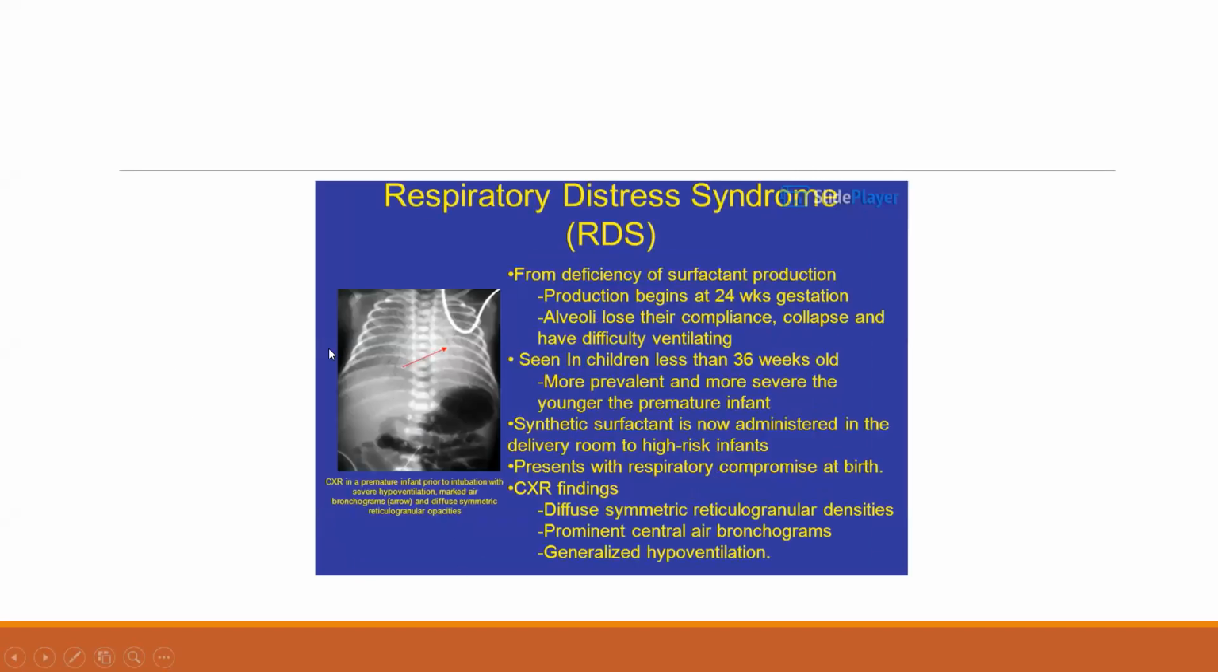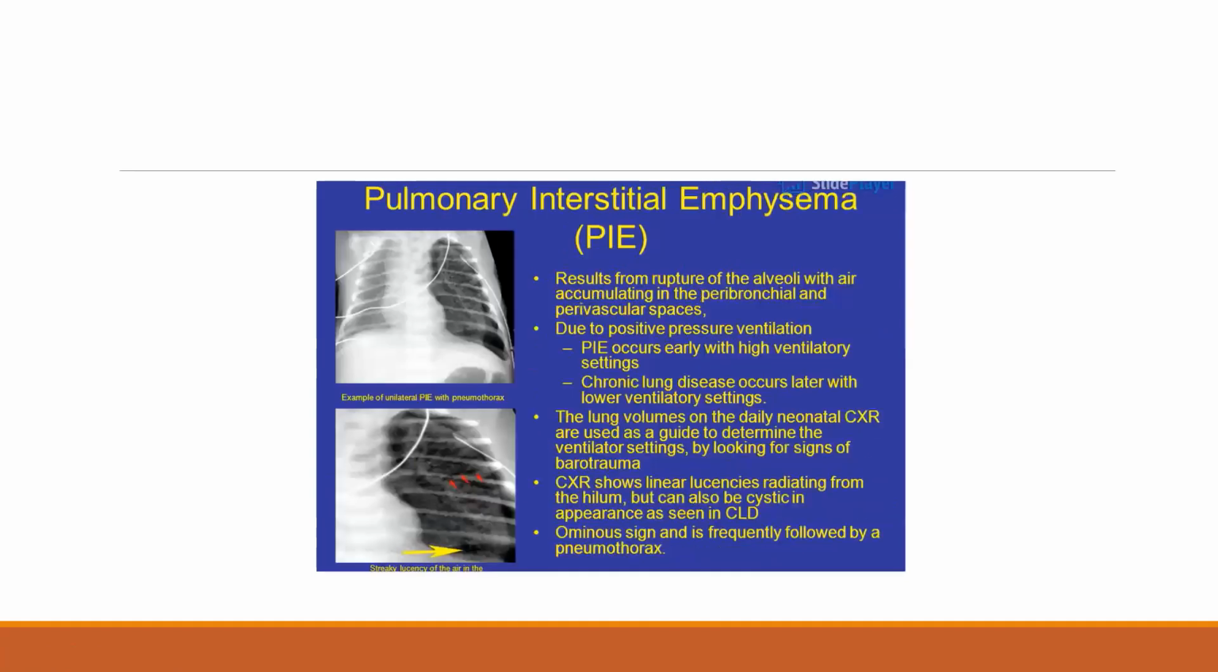And this is a case of RDS. The RDS X-ray is actually very easy. Usually they give us RDS X-rays like whiteout lung, these types of X-ray. Okay. Looking at hypoventilation, generalized hypoventilation. Okay. And reticulogranular appearance and whiteout lung. So it's a very obvious X-ray. The RDS X-ray we should not forget.